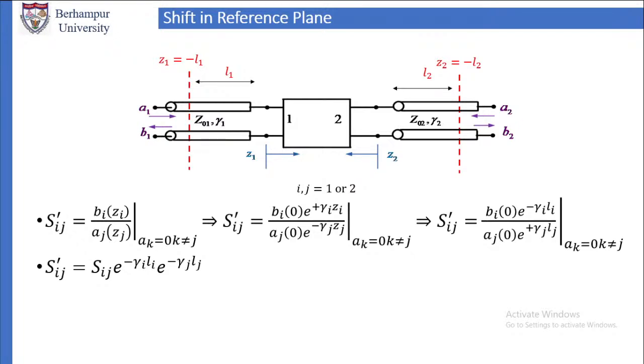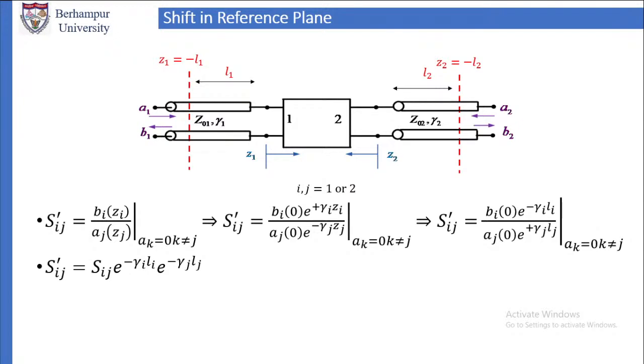Now, if the reference point is at z equal to 0 and you are finding your S parameter at some distance from the reference point, it means you are shifting the reference point from z equal to 0 to z equal to z. So let us shift the distance on the left hand side. Look at the figure. We have a device. It has two ports, 1 and 2. For port 1, the reference point is at Z1, and for port 2, the reference point is at Z2.